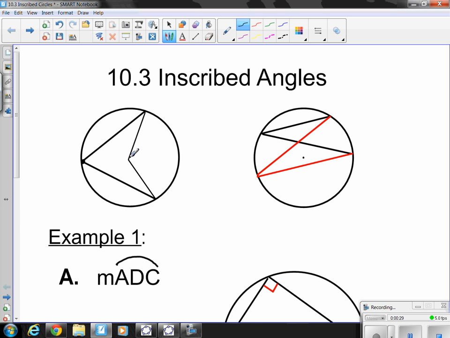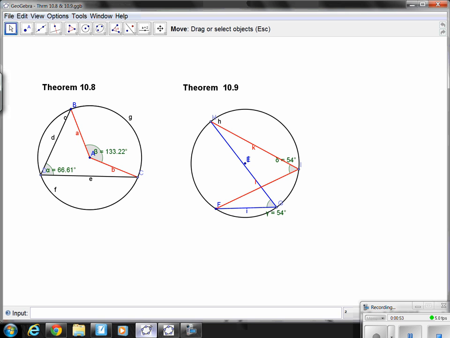If you remember from the previous section, this angle is a central angle. And in this section, we're going to be talking about the relationship between the central angle and an inscribed angle who share the same arc. Okay, a lot of vocabulary there. If you need to replay that and listen to it again, do so. There are two theorems that we're going to talk about, and I'm going to show them on GeoGebra.